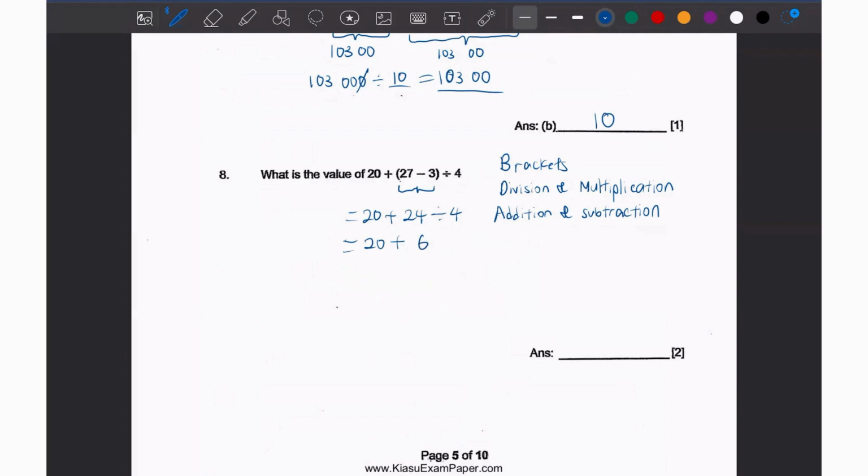So in this step now, we have no more division or multiplication. So then we can do the addition or subtraction. In this case, 20 plus 6 will give me 26. So my final answer here is 26.